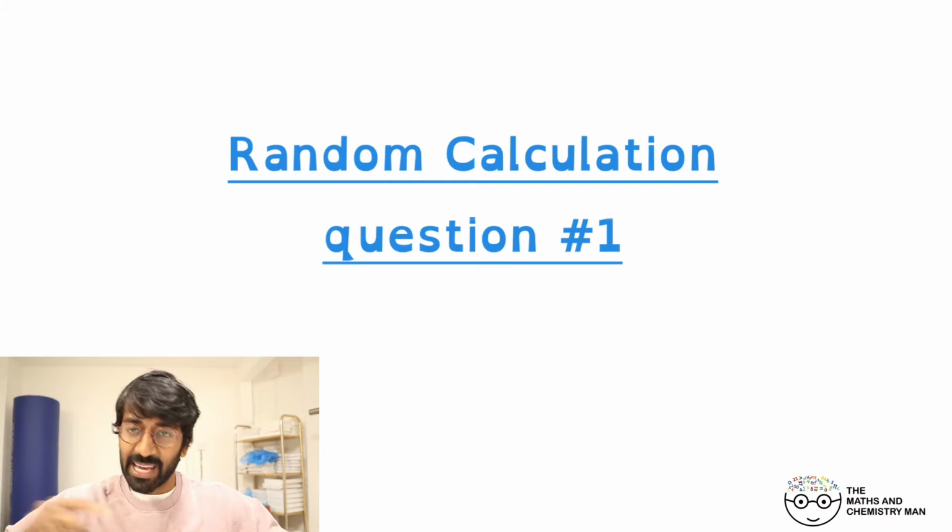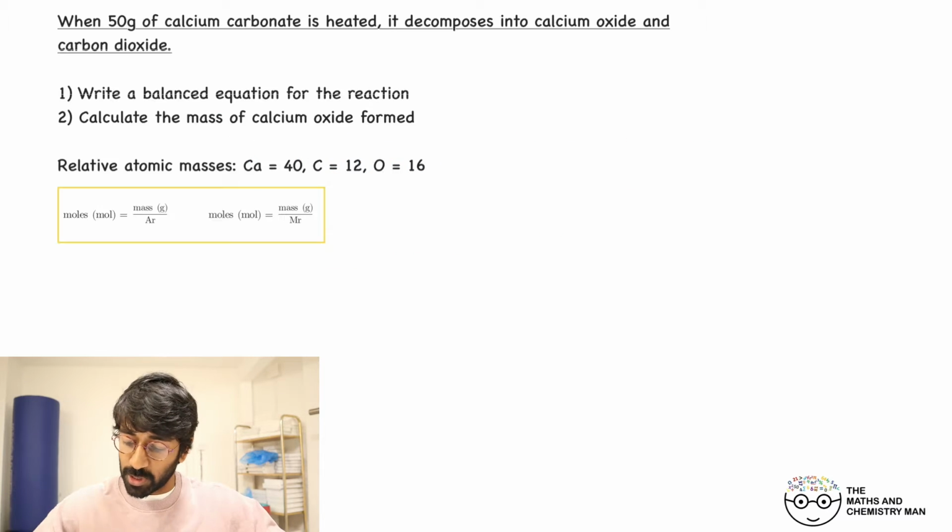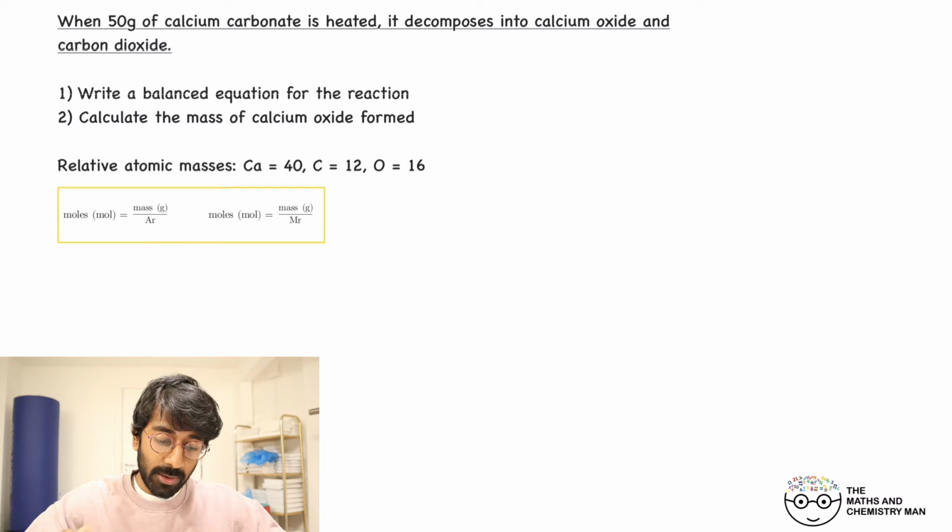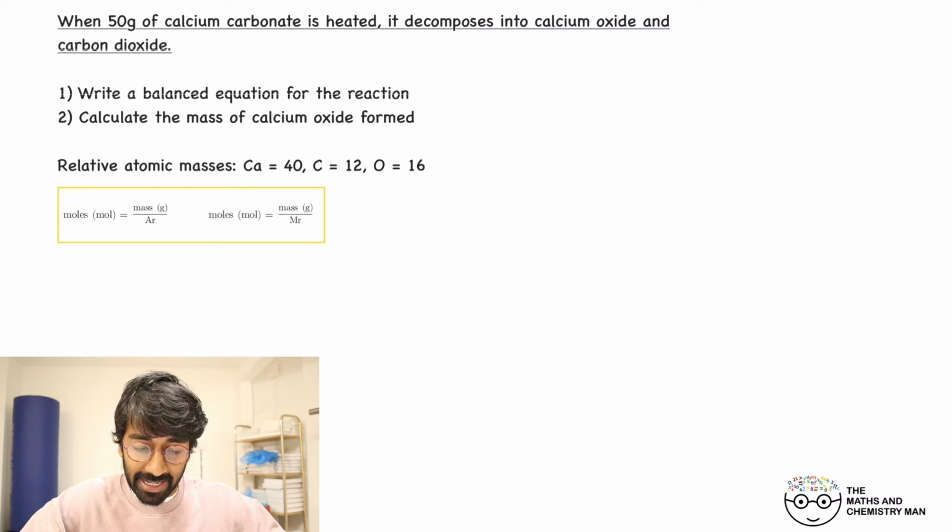Right, it is chemistry time. So we've got a calculation question. And here it is. When 50 grams of calcium carbonate is heated, it decomposes into calcium oxide and carbon dioxide. And now you've got to do two things here. The first one being you've got to write a balanced equation for the reaction. And then number two, you've got to calculate the mass of calcium oxide that is formed.